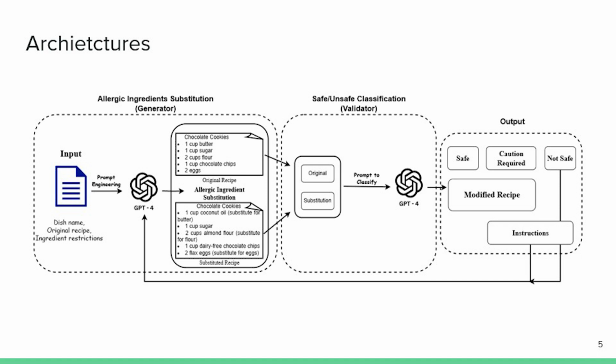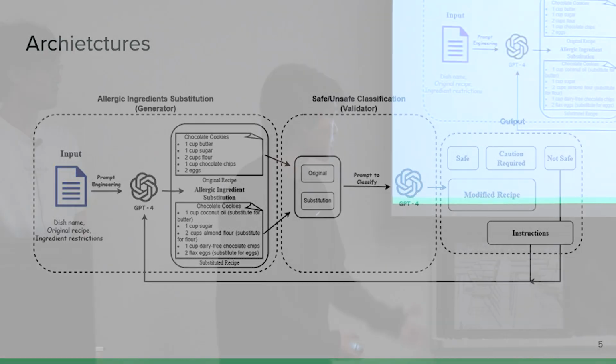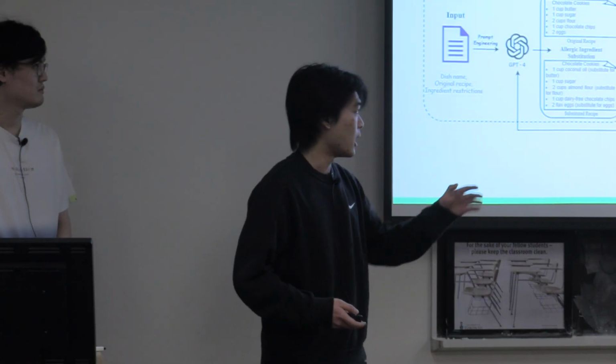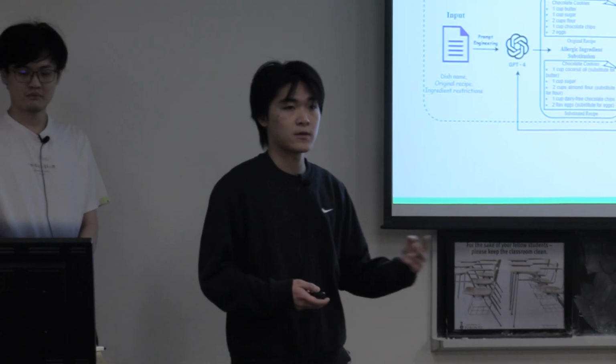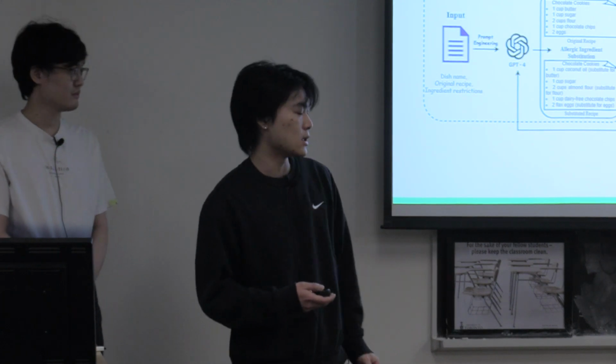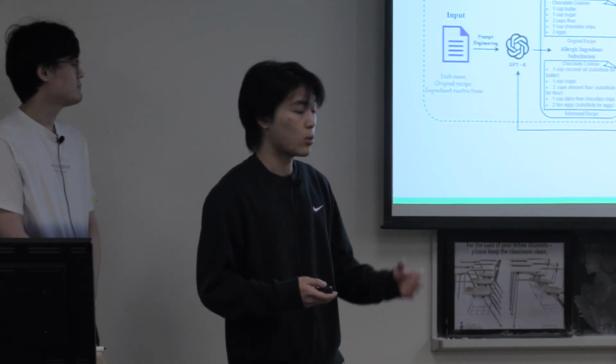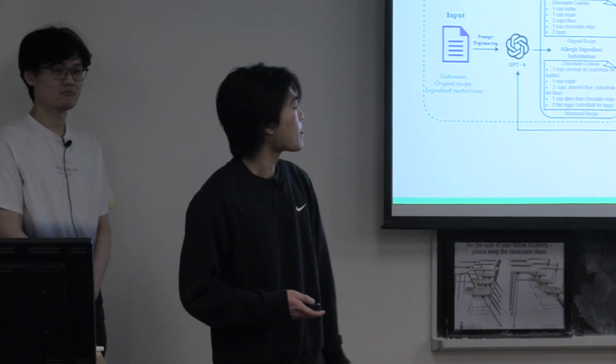And then lastly, not safe. If it's not safe, the validator will also provide some explanation on why it's not safe. But this time we will bring that feedback, send it back to reprompt our generator to try again on the same recipe. If after two iterations it still fails to get approved, we'll reject providing the recipe.